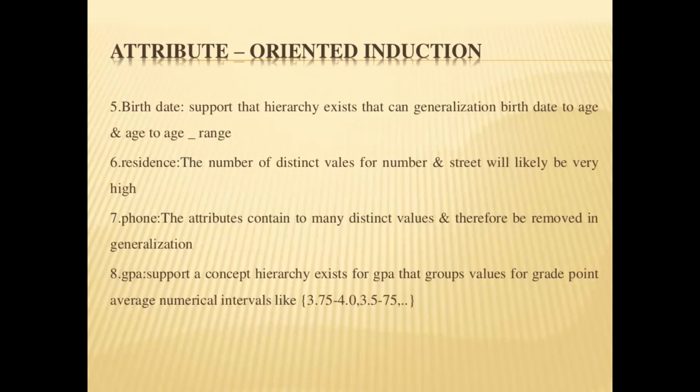Residence: the number of distinct values for number and street will likely be very high. Phone: the attribute contains too many distinct values and therefore should be removed in generalization. GPA: suppose a concept hierarchy exists for GPA that groups values for grade point average into numerical intervals like 3.75 to 4, 3.5 to 3.75, and so on.